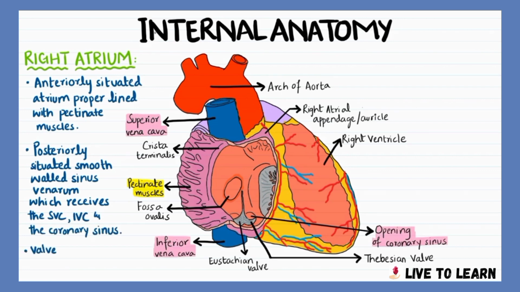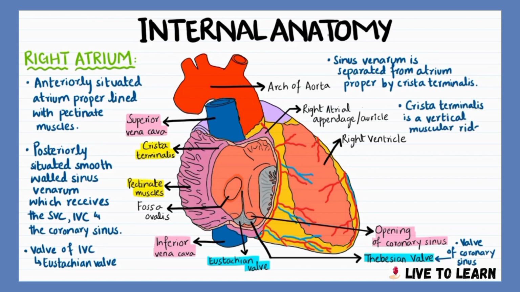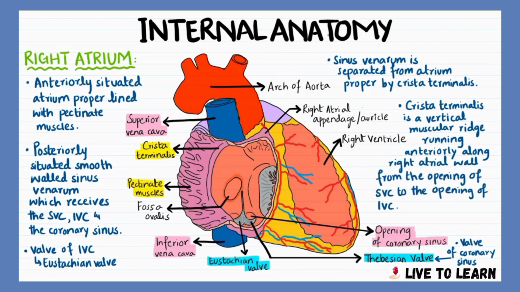The right atrium contains the valve of the inferior vena cava called the Eustachian valve, and the valve of the coronary sinus called the Thebesian valve. The sinus venarum is separated from the atrium proper by the crista terminalis, which is a vertical muscular ridge running anteriorly along the right atrial wall from the opening of the superior vena cava to the opening of the inferior vena cava, providing the origin of pectinate muscles.